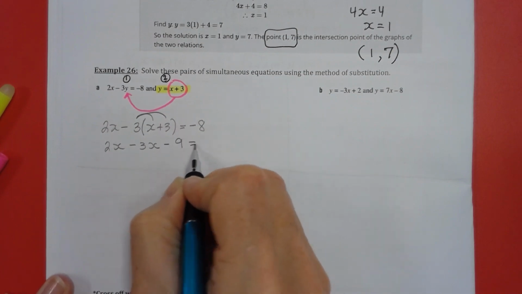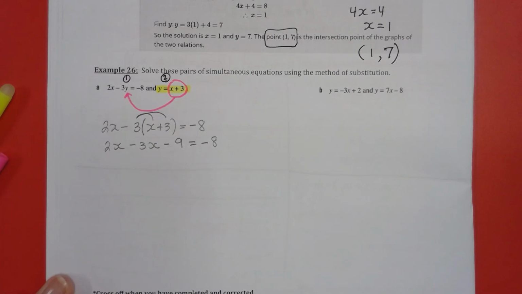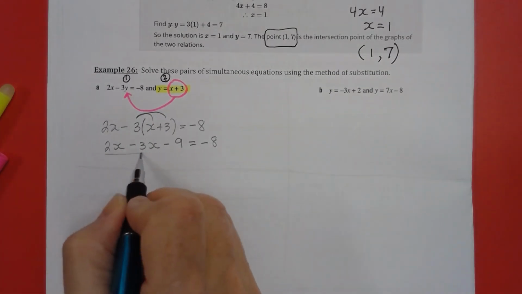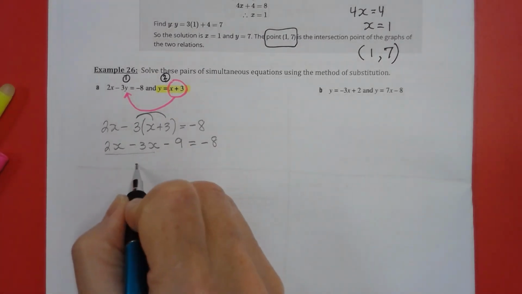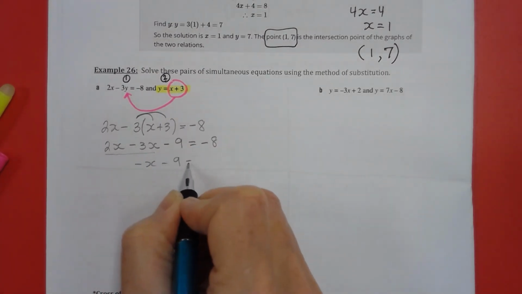Why is it minus 9? Yeah, negative 3 times 3. Okay, we've done those. Then I'm going to combine like terms over here really carefully and get negative x minus 9 equals negative 8.